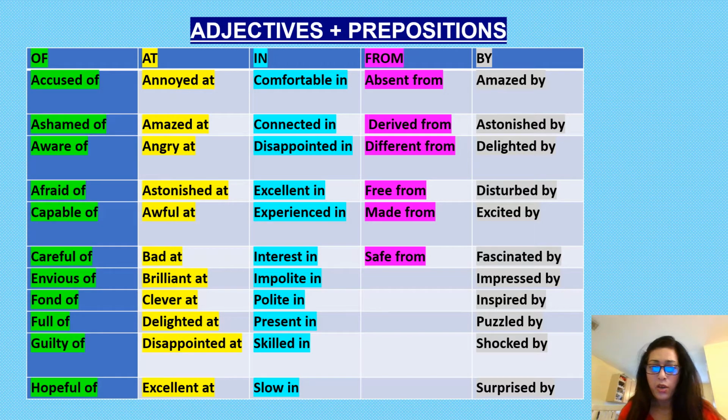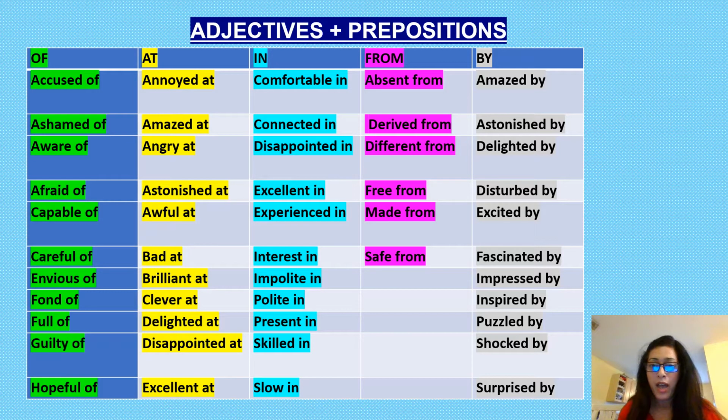With "at": annoyed at, amazed at, angry at, astonished at, awful at, bad at, brilliant at, clever at, delighted at, disappointed at, excellent at. With "in": comfortable in, connected in, disappointed in, excellent in, experienced in, interest in, impolite in, polite in, present in, skilled in, slow in.